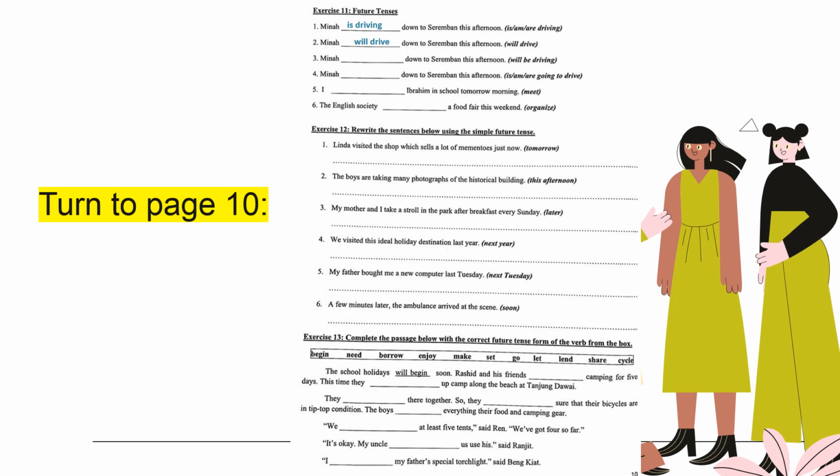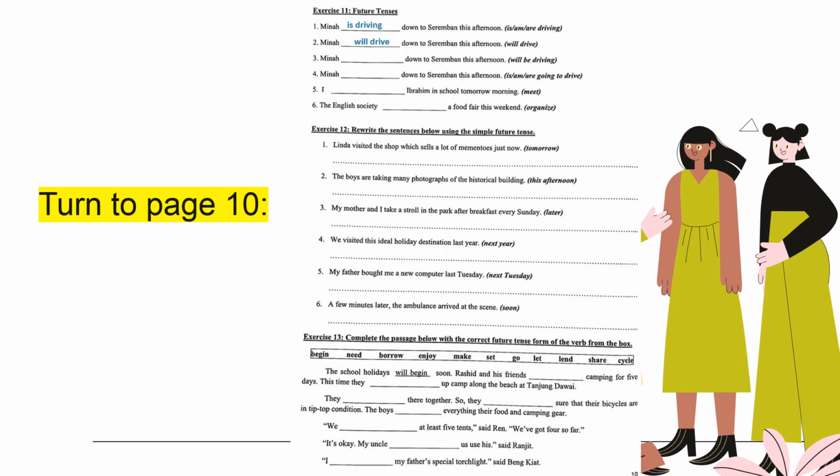Alright, so next, you will do number 3 and number 6 by yourself. Okay, number 3 to number 6 by yourself. And up next, I will talk about exercise 12. So you can pause the video and you do exercise 11 first, and then you continue with exercise 12.